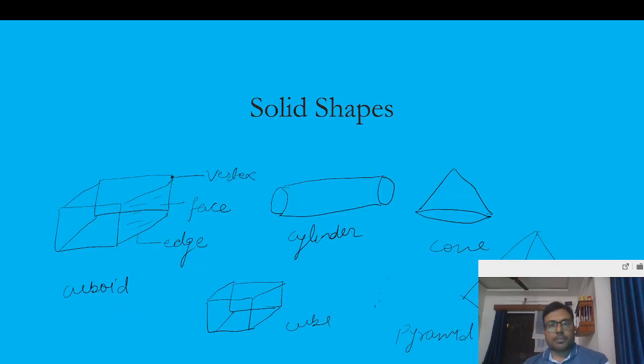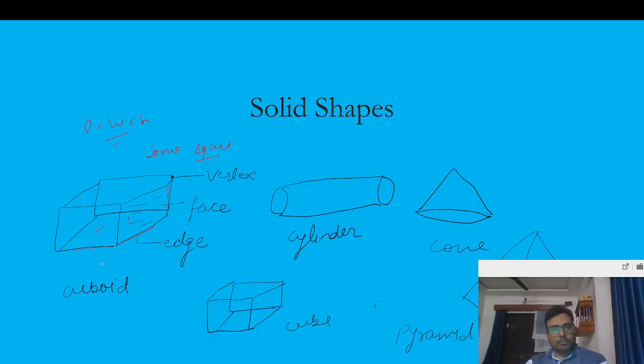So before moving forward, what is a solid shape? First understand what is a solid shape. A solid shape is an object that has length, width and height, and that takes some space when you keep it. So unlike two-dimensional, it is a three-dimensional figure. You can see, this is the length part, this is the breadth, this is the height. So if you place a matchstick, it will occupy some space in your room. So solid shapes are something that occupies space.